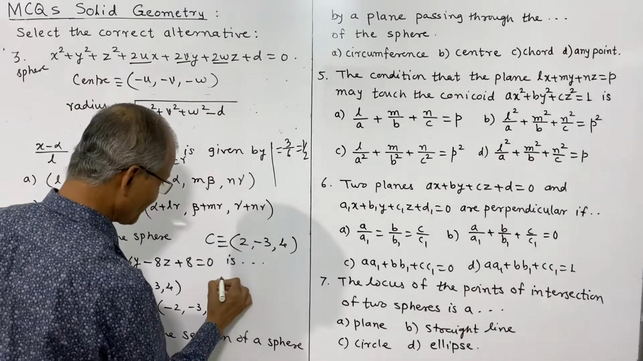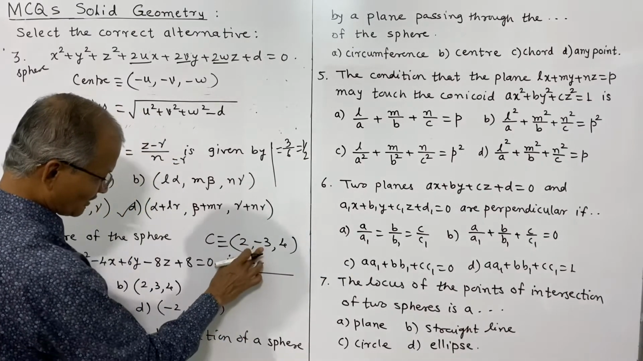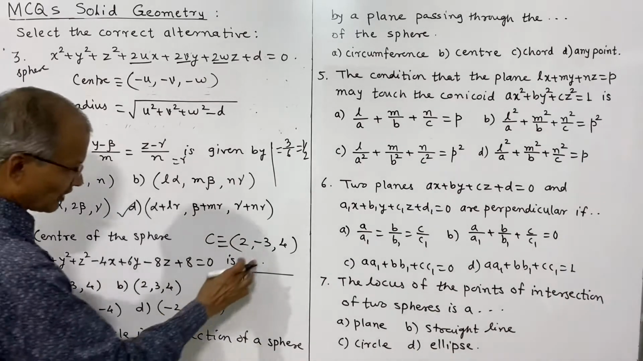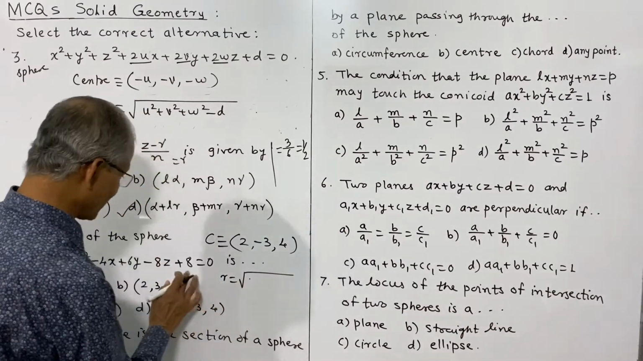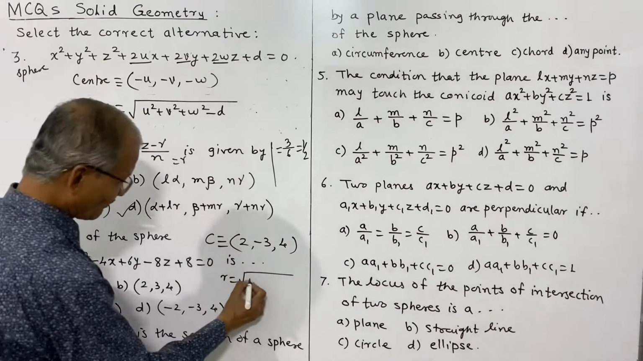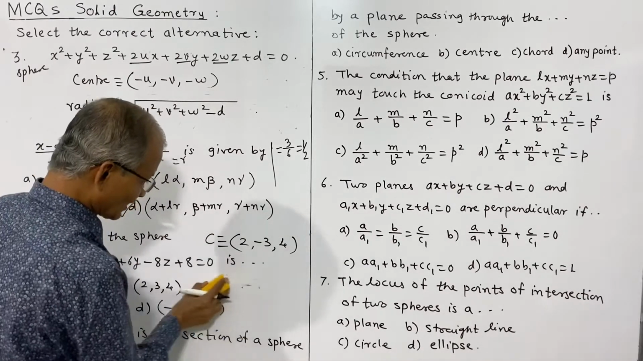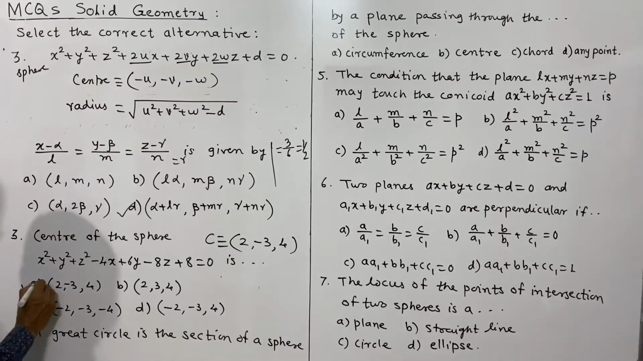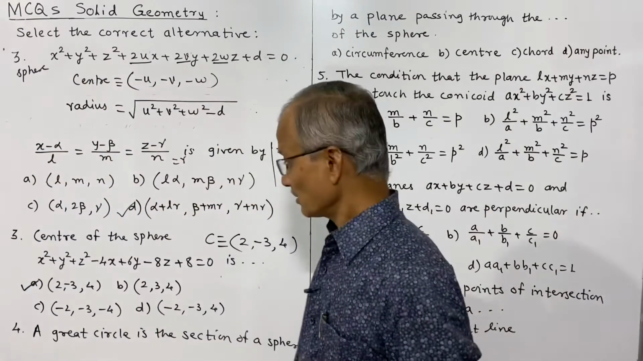The radius will be under root of 2 square, that is 4, plus this 3 square is 9, 4 plus 9 is 13, plus 16, that will be 29, 29 minus d, and that will be root of 21. You may verify this. It is not asked here, the center. So the coordinates are this one, 2, minus 3 and 4. So this you should remember about sphere.